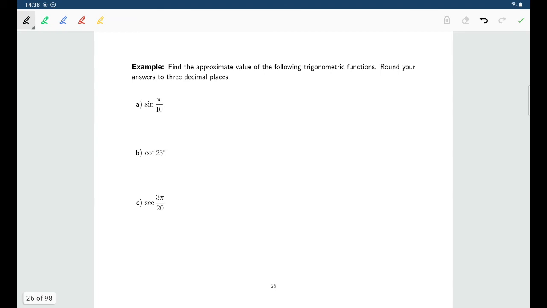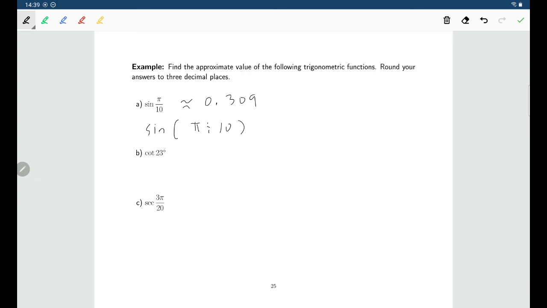So if we're finding the approximate values for these functions, then we would start off with, if we're looking for sine of pi over 10, that's in radians. So first make sure that your calculator has angles measured in terms of radians, and then I would enter this in my calculator as the sine function, left bracket, pi divided by 10, right bracket, and I find that that's about 0.309016, so approximately 0.309.